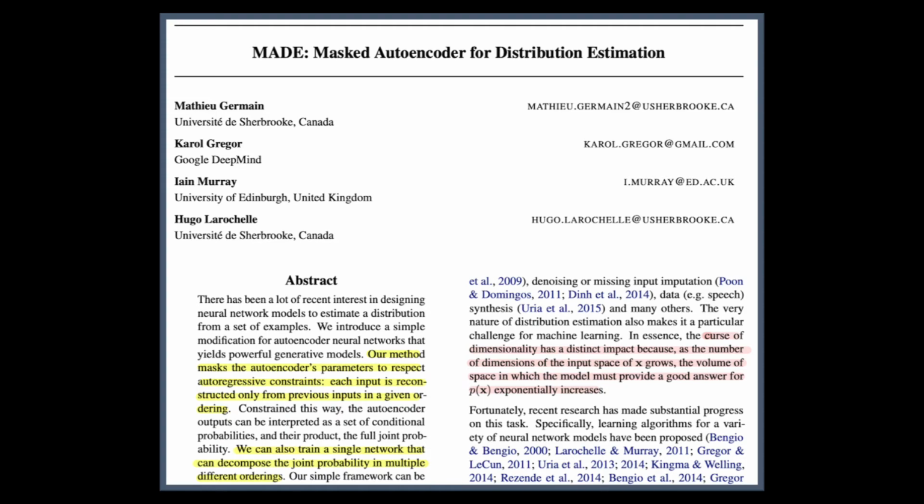Welcome to another paper reading session. Today I am explaining a paper titled Masked Autoencoder for Distribution Estimation by Matthew Germain, Carol Greger, Ian Murray, and Hugo Lerchel. The paper was published in 2015 and has more than 350 citations.